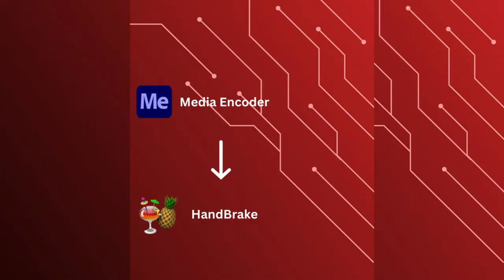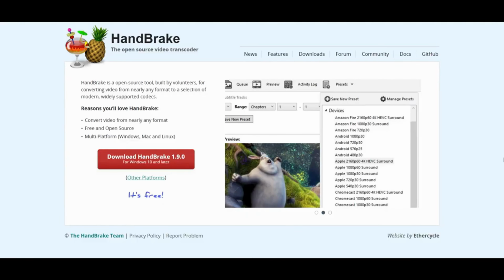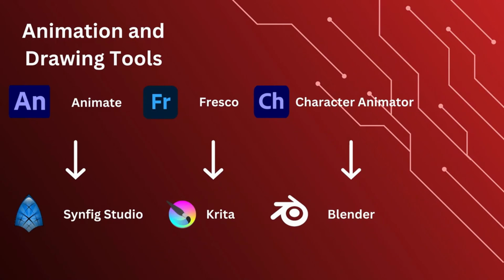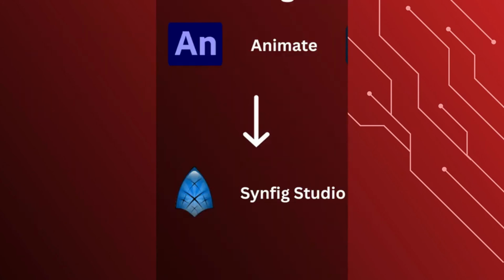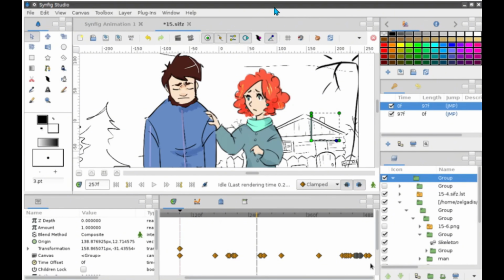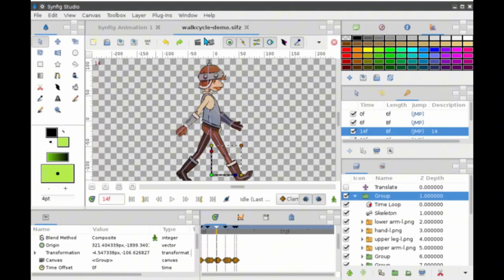Next up, Media Encoder. If you need to encode or compress videos, Handbrake is lightweight, efficient, and totally free. Next category is animation and drawing tools. First up is Animate. For 2D animations, Synfig Studio offers a vector-based animation experience that rivals Adobe Animate.